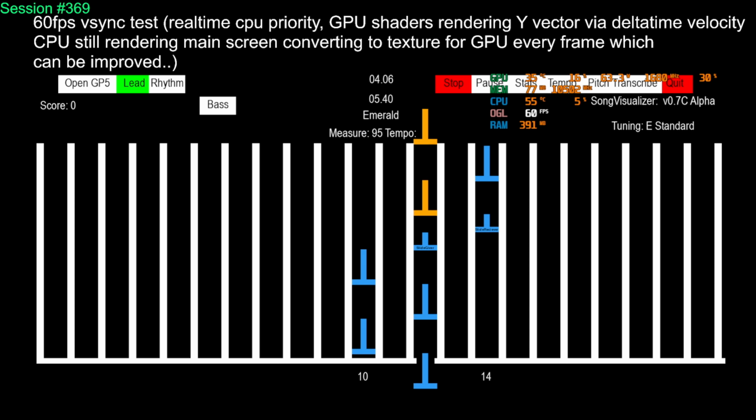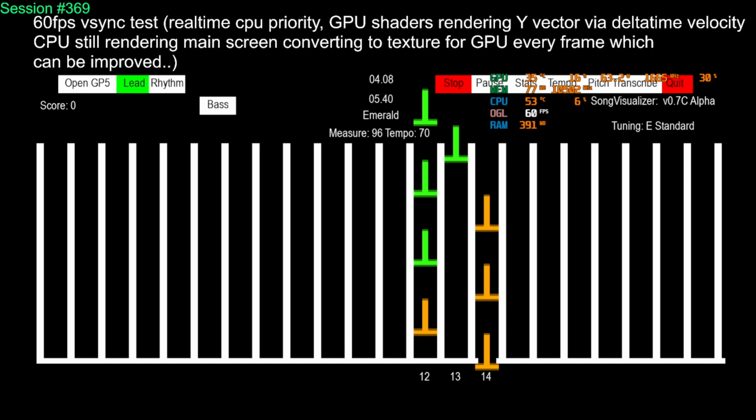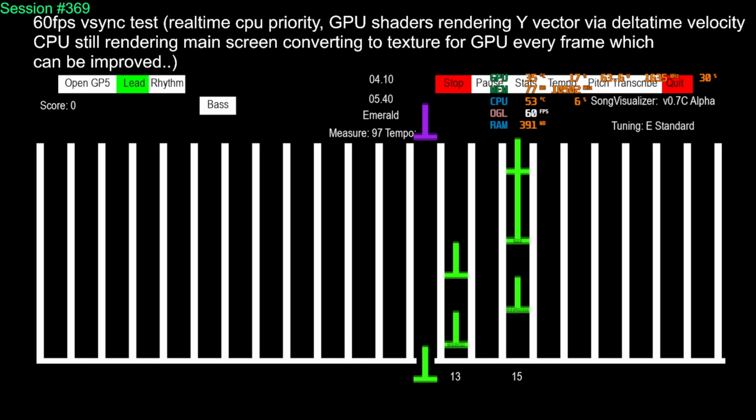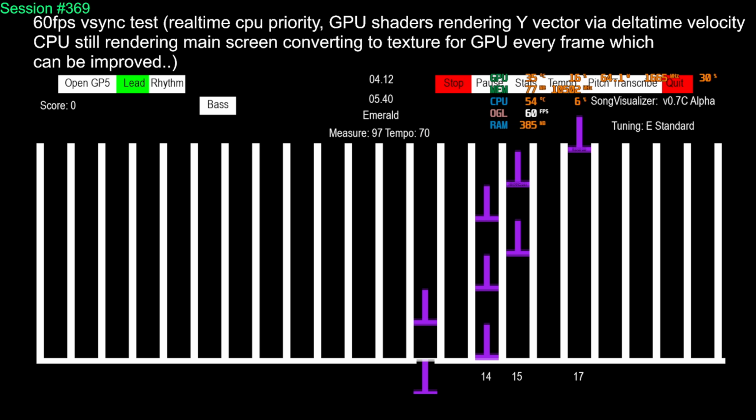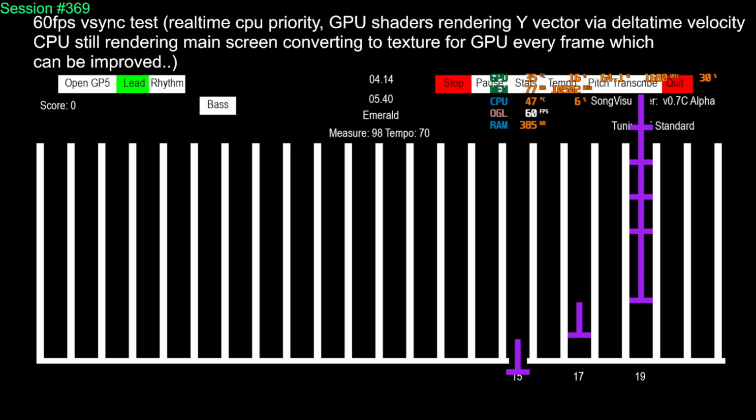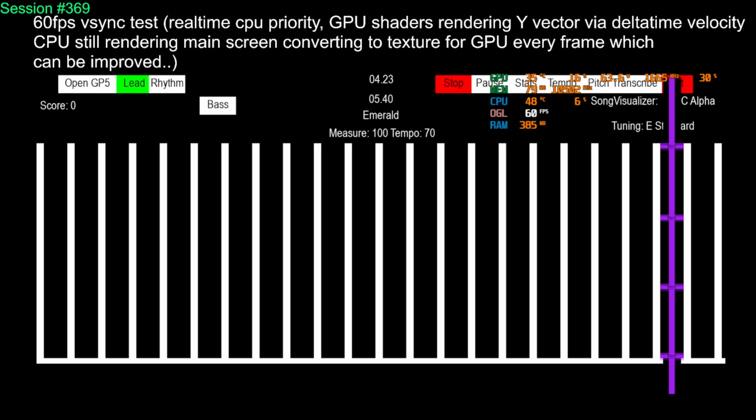I could add more GPU calculations, like for the entire screen, all the buttons and all the text and everything, make that all GPU side. The thing is that I have several screens going on. I have the open GP5 screen, the stat screen, the tempo screen, the pitch screen, and each of those screens have to work, and it's kind of tricky.